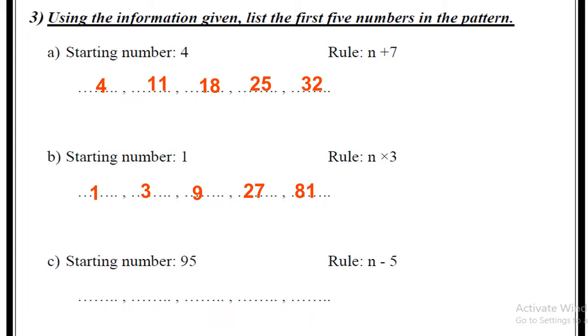In letter C, starting number 95, and the rule is n minus 5. So each time we will subtract 5. The first number is 95. Here, 95 minus 5 will be 90. 90 minus 5 will be 85. 85 minus 5 will be 80. And 80 minus 5 will be 75.